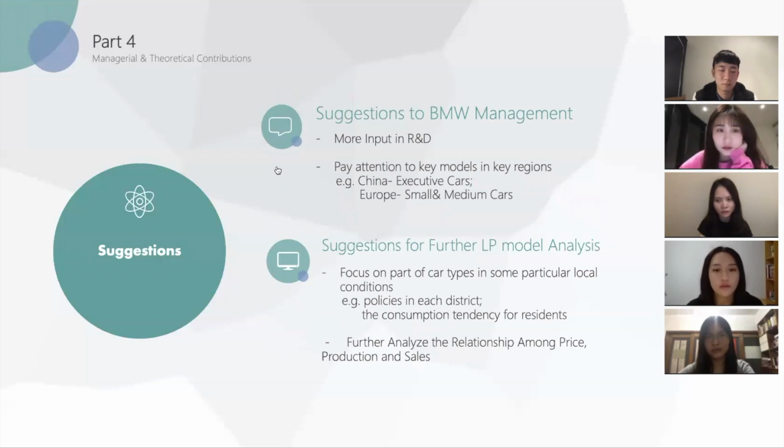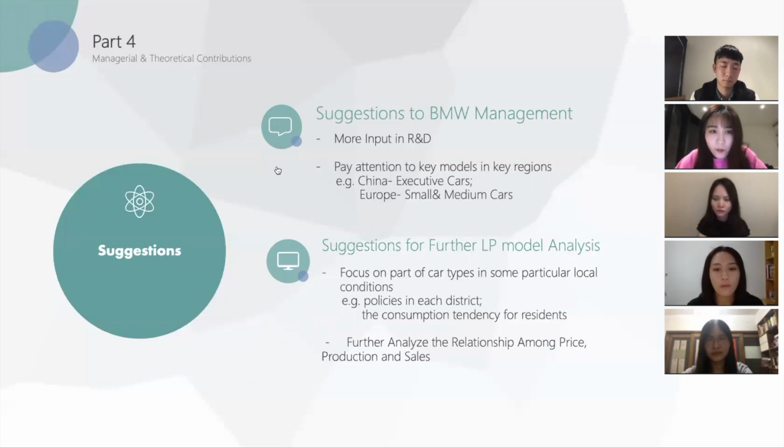Okay, in conclusion, after combining the results of the optimal solution and sensitivity analysis, we provide recommendations for the company and for further LP model analysis. First, in terms of advice to management, because the production layout is not sensitive to cost increase, in order to improve sales, the company can increase the investment in product design and development. In this way, BMW can improve product competitiveness and maintain the brand advantage.